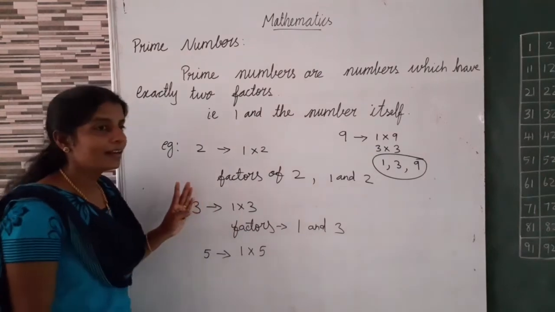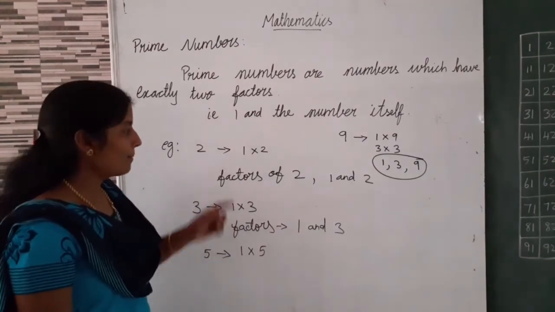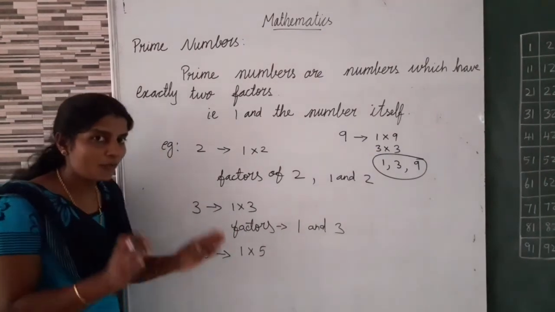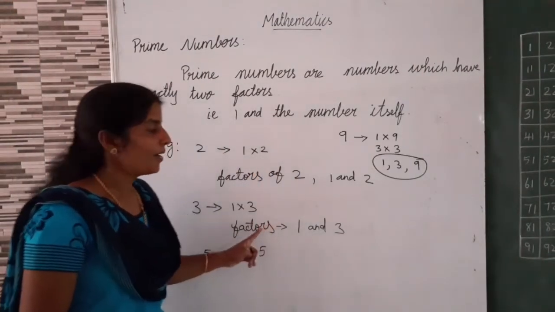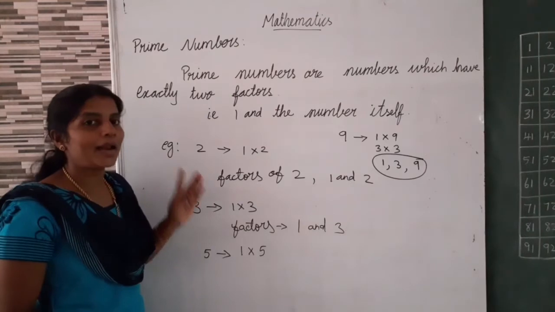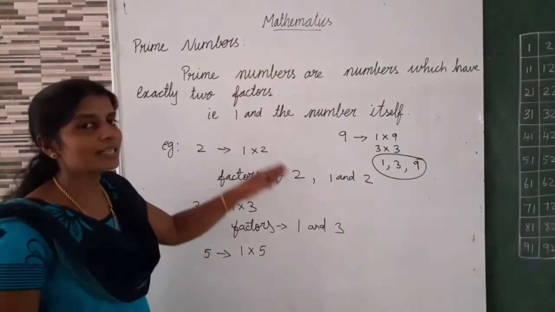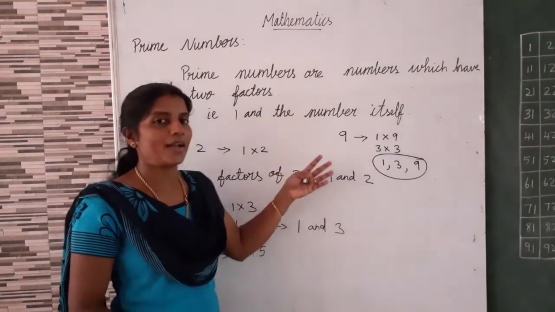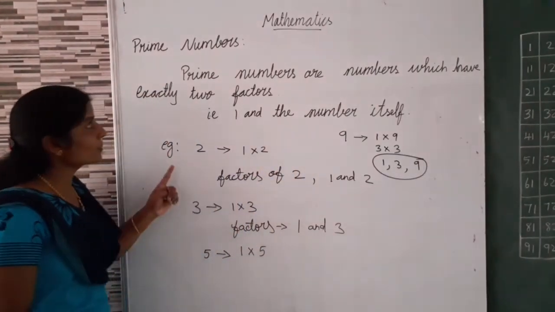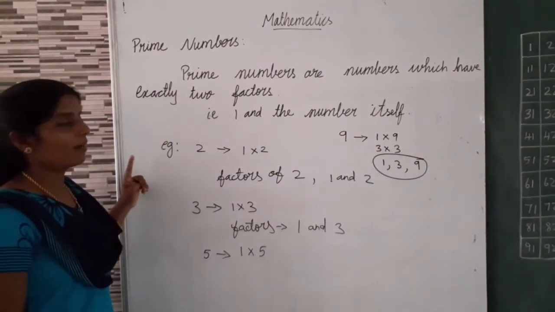Are you clear? What is a prime number? A prime number means exactly 2 factors, that is 1 and the number itself. Composite number means more than 2 factors. Are you clear? What is composite? What are prime numbers?